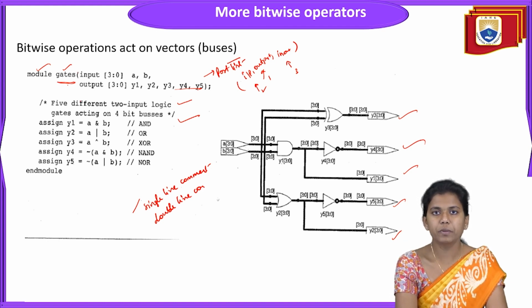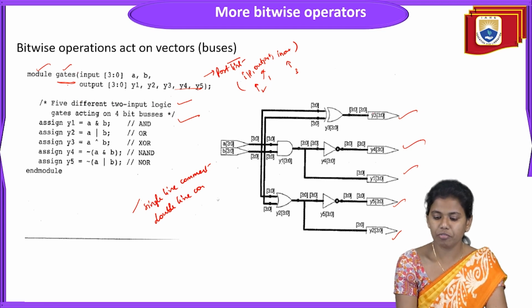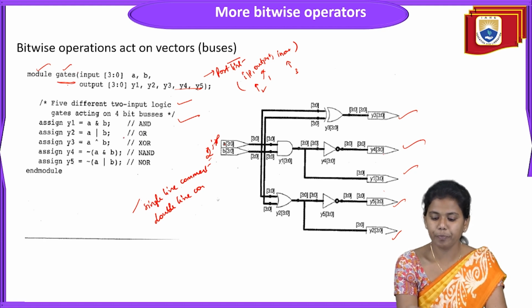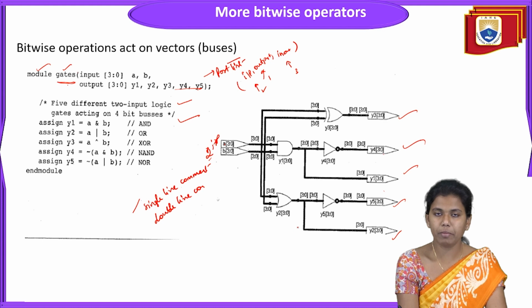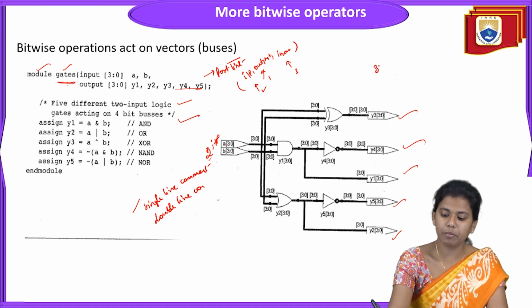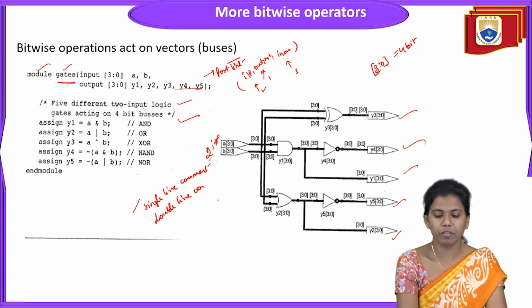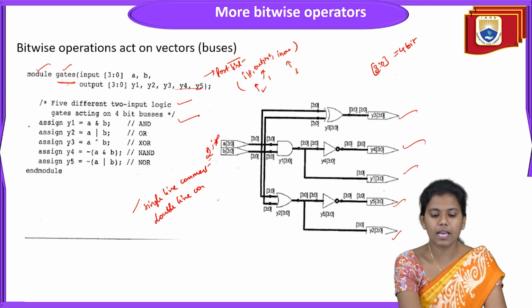So here, as per this example, 5 different 2-input logic gates. How many inputs? 2 inputs, isn't it? So these are 2-input logic gates acting on 4-bit buses. How come 4-bit buses? My input is 3:0, so it's totally 4 bits. Acting on 4-bit buses, how the outputs Y1 to Y5 behave, we will see.